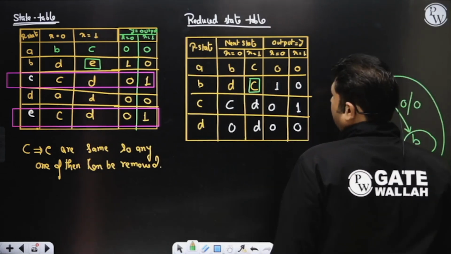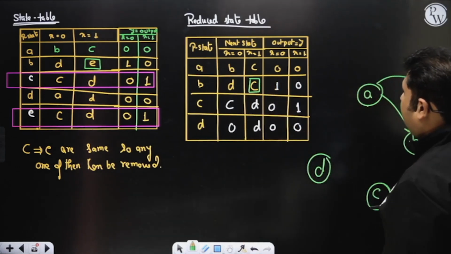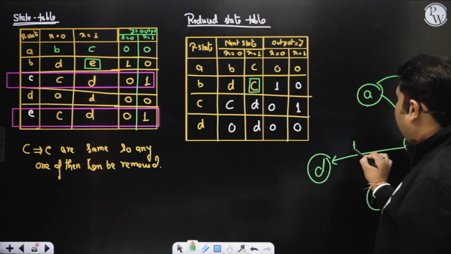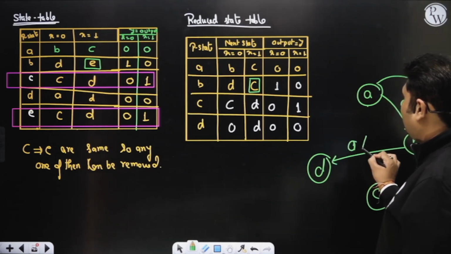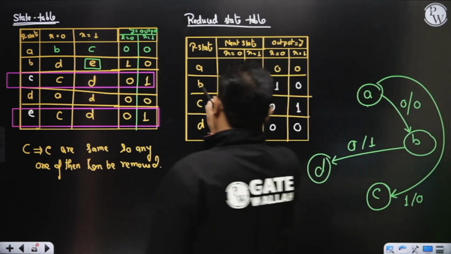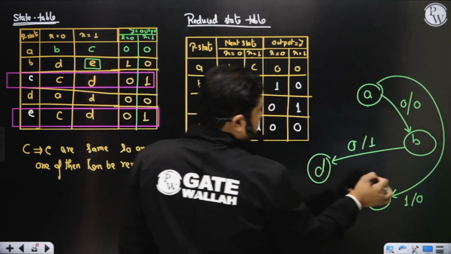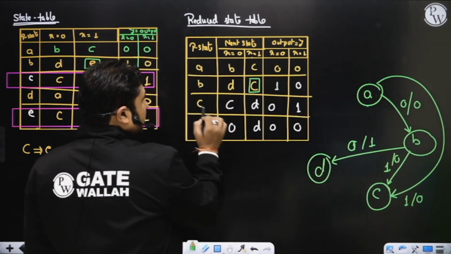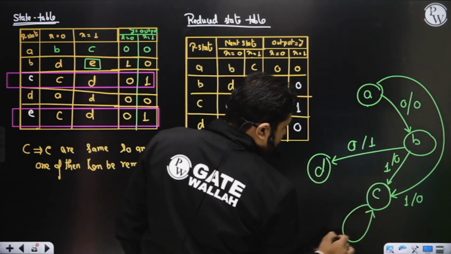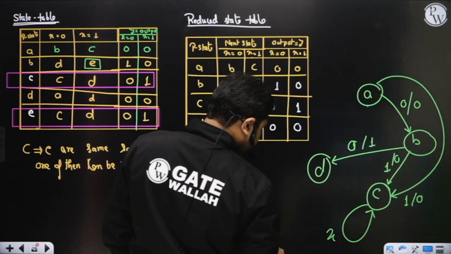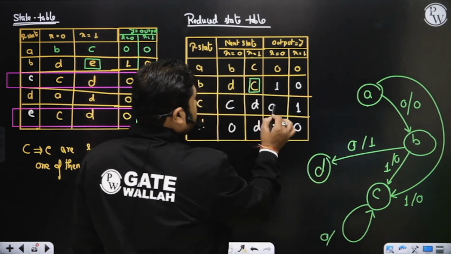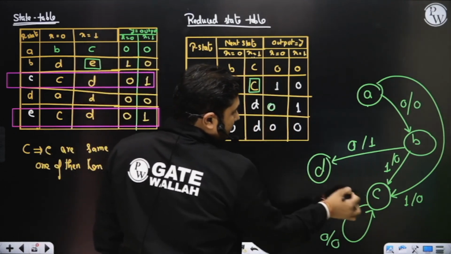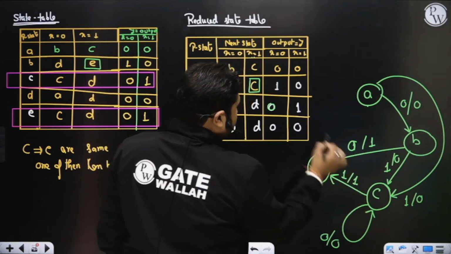Present state B, x equals 0: next state D, output 1. Present state B, x equals 1: next state C, output 0. Present state C, x equals 0: next state C only, output 0. Present state C, x equals 1: next state D, output 1.